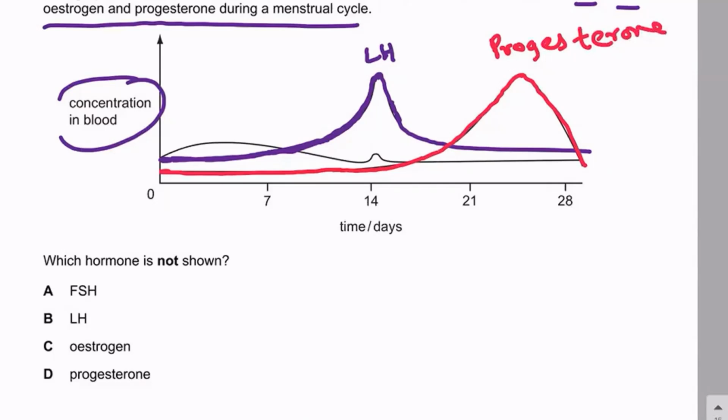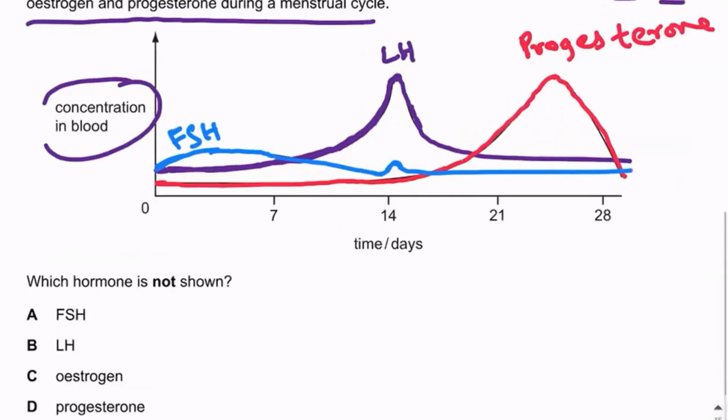What about FSH? FSH is a hormone which rises initially in the first 5 days of the menstrual cycle, then it falls, and then there's a sudden surge, a little surge, at day 14 and then returns to the normal level. This is FSH. So obviously, which hormone is not shown? Estrogen.